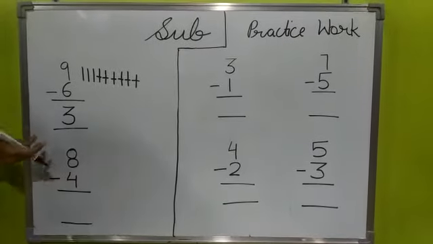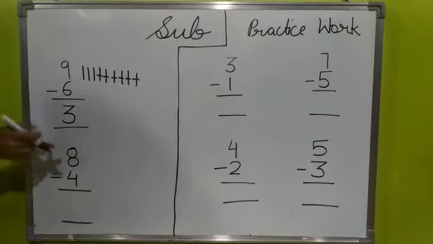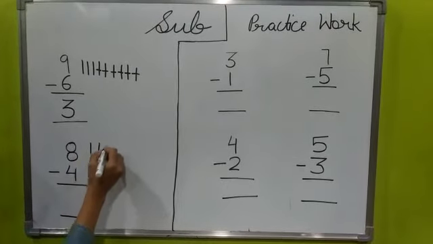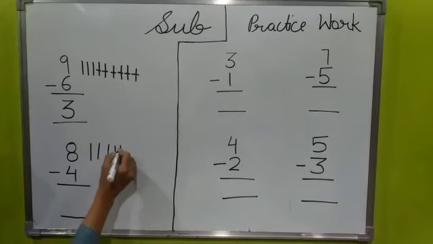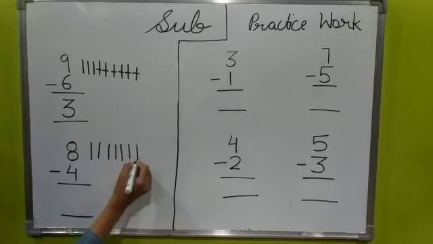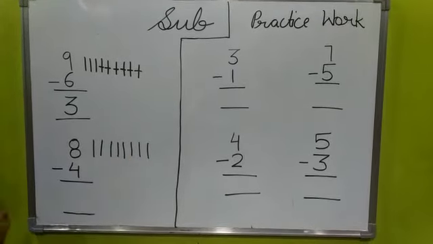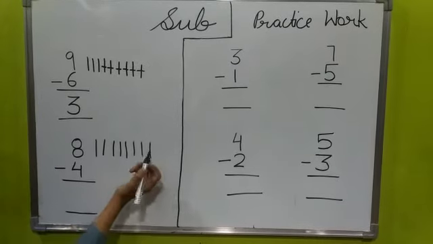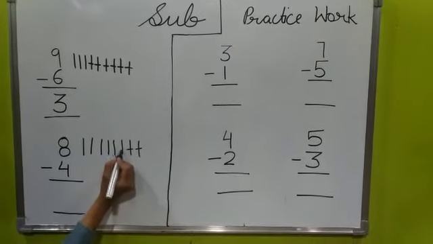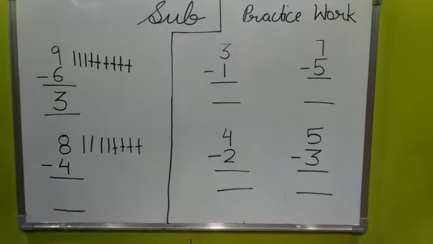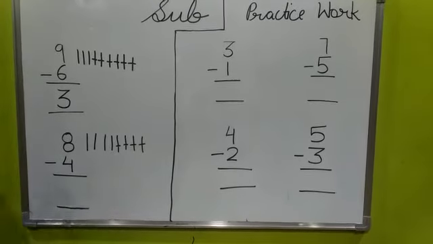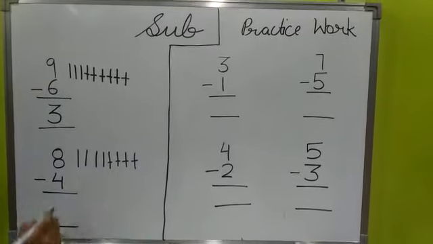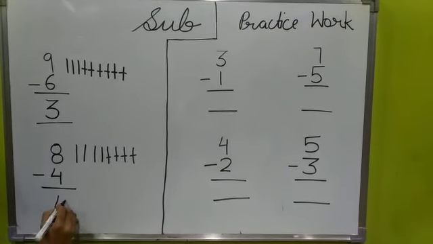Now what has been written here? 8. So make 8 lines. 1, 2, 3, 4, 5, 6, 7, 8. And what do you have to subtract from it? 4. So cut 4 lines. 1, 2, 3, 4. And now how many sticks are left? 1, 2, 3, 4. So the answer is 4.